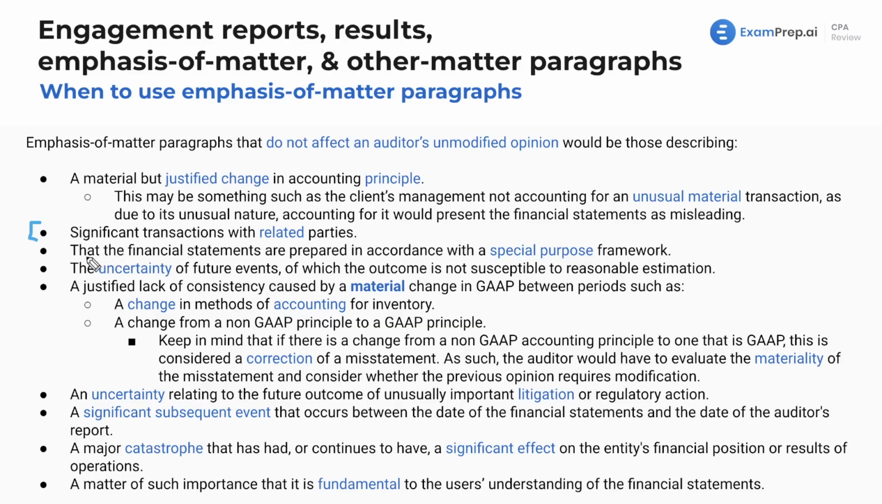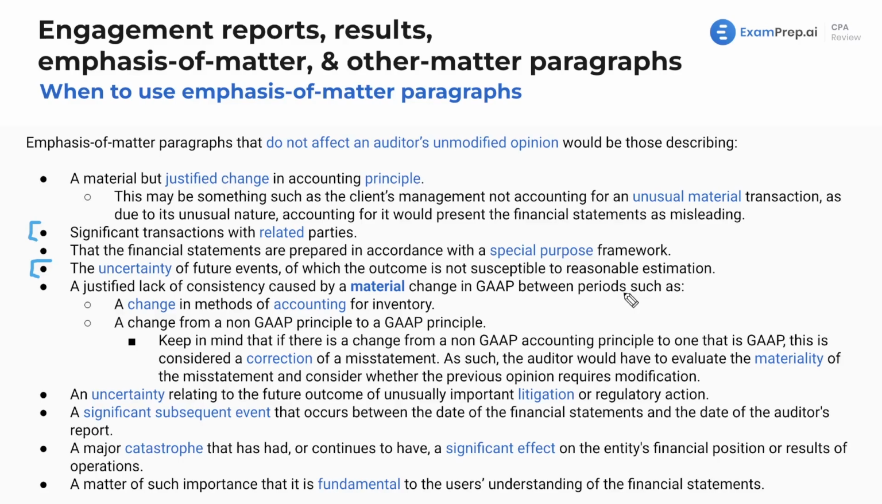Also, we want to include an emphasis of matter paragraph that the financial statements are prepared in accordance with a special purpose framework. If it's cash basis, it's probably one of the more main ones. The uncertainty of future events of which the outcome is not susceptible to reasonable estimation. This is going to be contingencies and commitments. We are referencing a lot of other lessons, a lot of other important points that we've gone through throughout the course. Also, a justified lack of consistency caused by a material change in GAAP between periods, such as a change in methods of accounting for inventory.